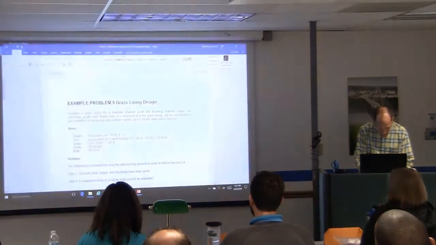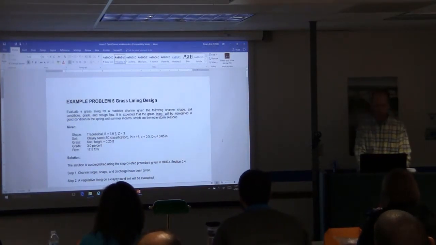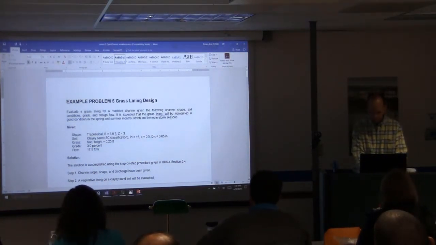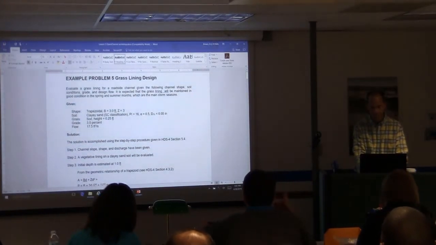So let's look at this design example. You see this grass lining design? And I think it's the back of this lesson. Thumbs up. All right.